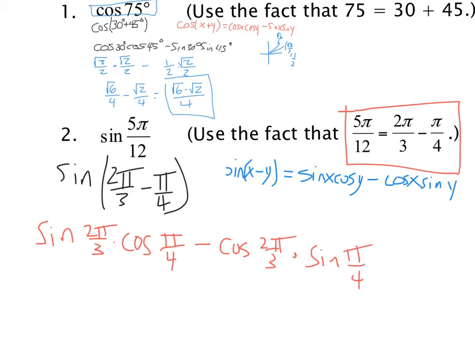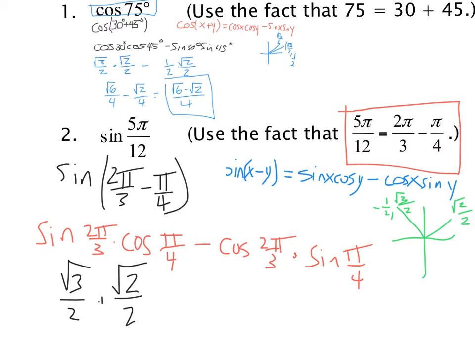Now, if you need to, again, you can look at that unit circle, or we can think about the unit circle. 2 pi over 3 would look like that, which tells us that our x value would be negative 1/2, and our y value would be square root of 3 over 2. And we talked about pi over 4 being square root of 2 over 2 for both. So now we can substitute what we know. Sine of 2 pi over 3 is square root of 3 over 2, times cosine of pi over 4, which is square root of 2 over 2. This is just a multiplication sign.